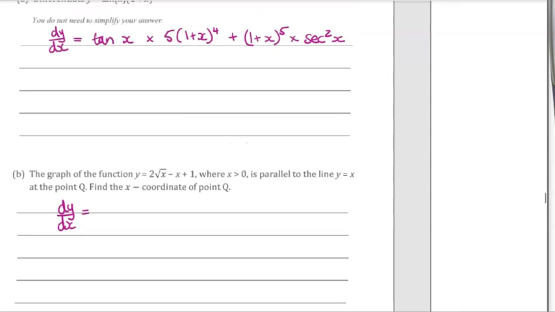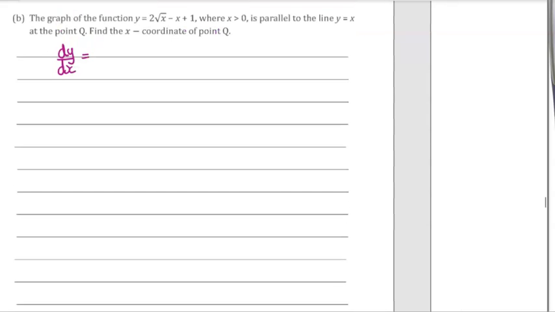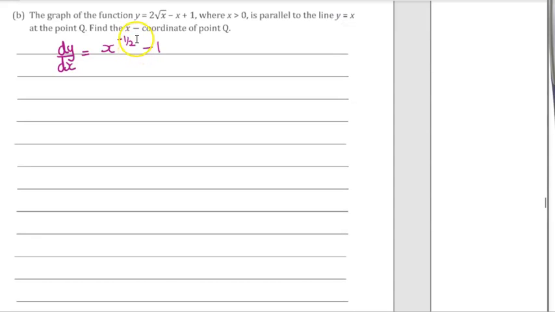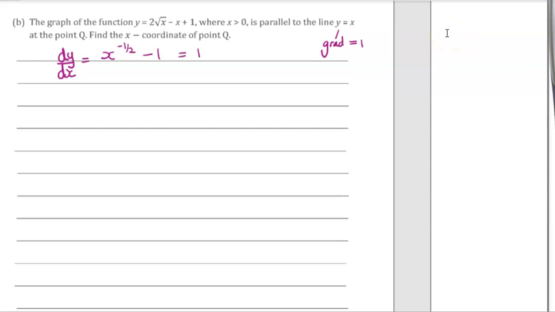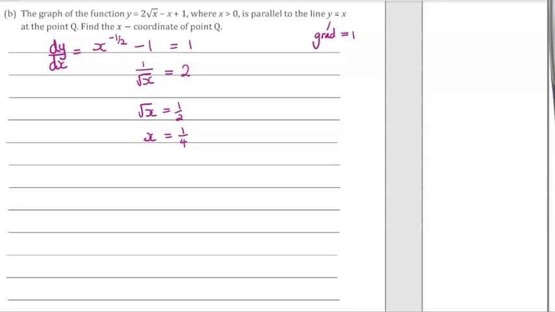Okay, on to part B. We're going to differentiate this function and then find when that gradient is the same as this gradient because it will be parallel to that line. So first differentiating gets us this, and then we need to set it equal to the same gradient as y equals x. Well, the gradient just there is 1. So we can set that equation equal to 1 and carry on with solving that. Working that through, we get down to x equals 1/4.